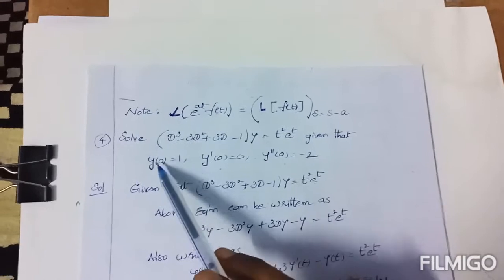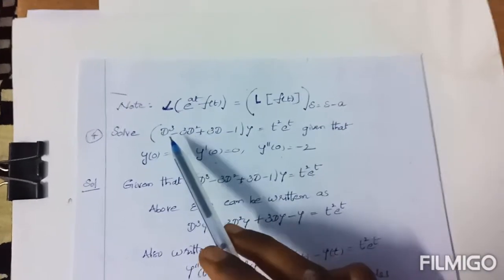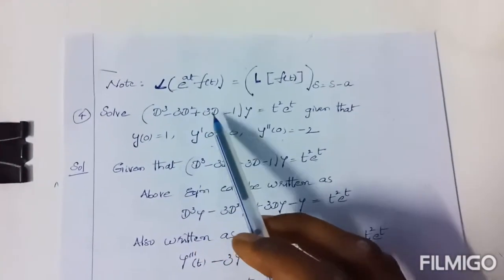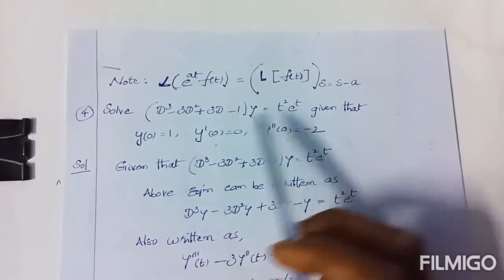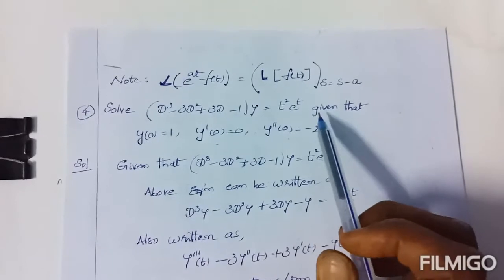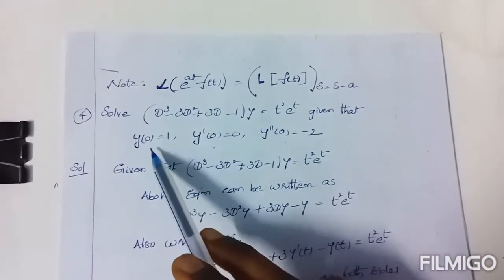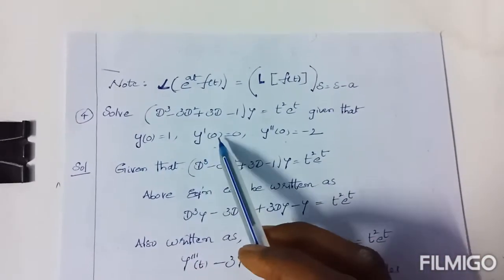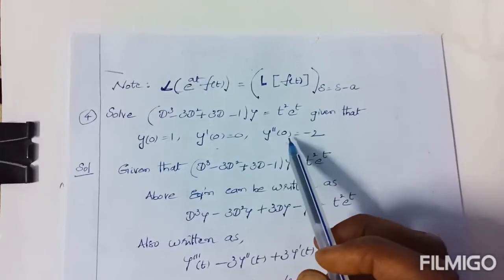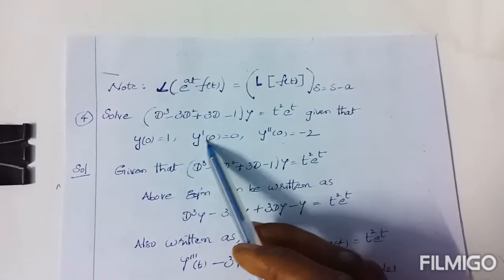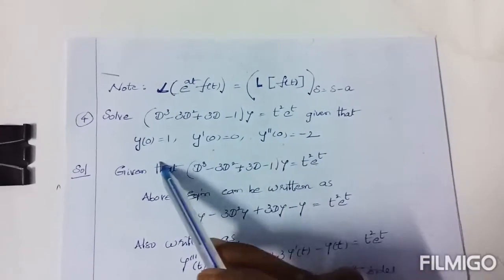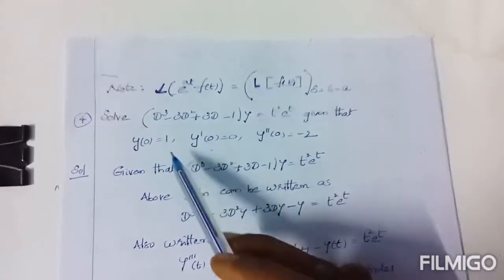So now the given question is (d cube minus 3d square plus 3d minus 1) of y equal to t square e power t. This is the differential equation. Given that y of 0 is 1, y dash of 0 is 0, y double dash of 0 is 2. Here the y value, y dash value and y double dash value, 3 values are defined at 0.